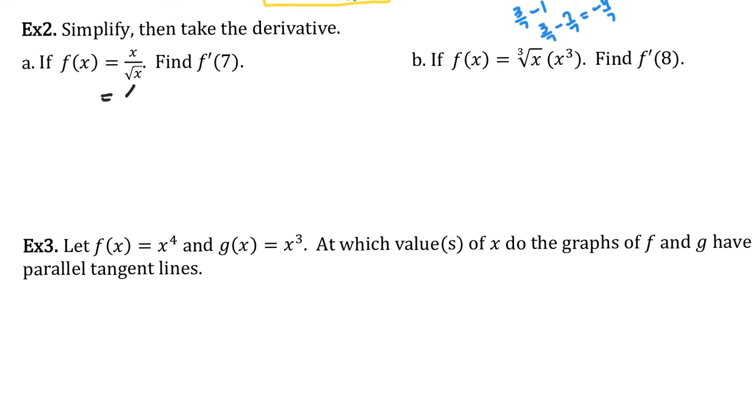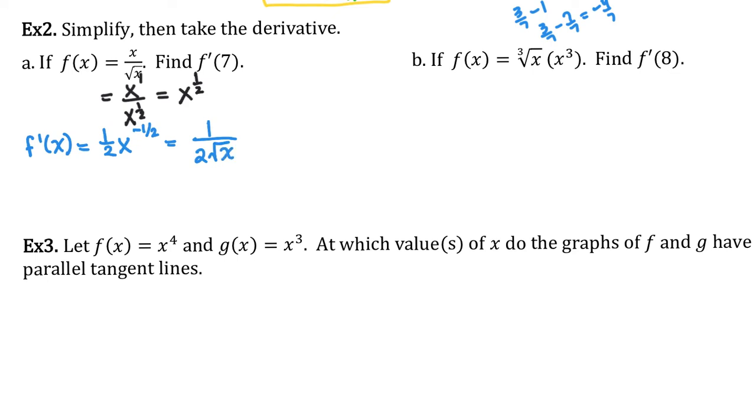So this is x over x to the 1/2. I still don't like it because I need it to be a single expression. This is x to the 1 over x to the 1/2, so I can subtract the exponents. 1 minus 1/2 is 1/2, so this is really x to the 1/2. Now I can do the power rule on this. So f prime of x, bring down the 1/2, x to the negative 1/2. But remember, I'm going to rewrite it because I don't like it like that. So 1 over 2 times x to the 1/2, which is the square root of x.